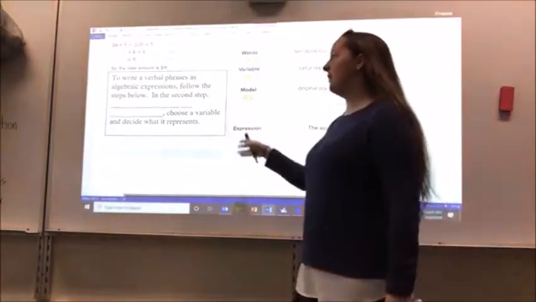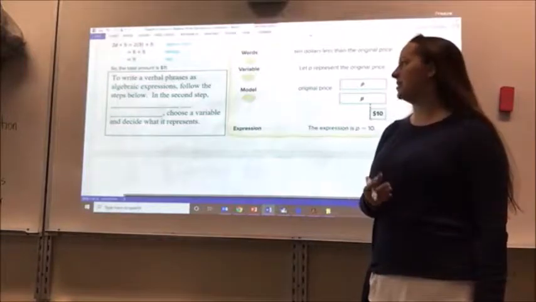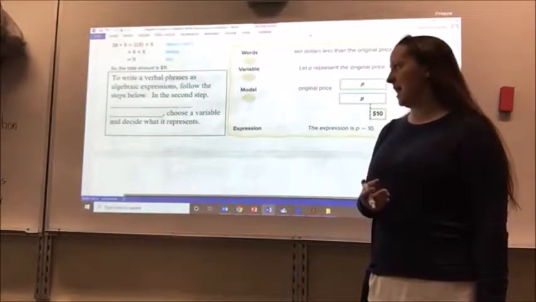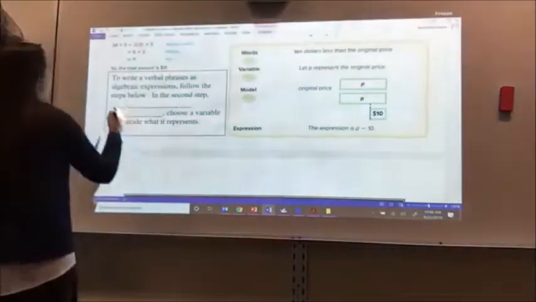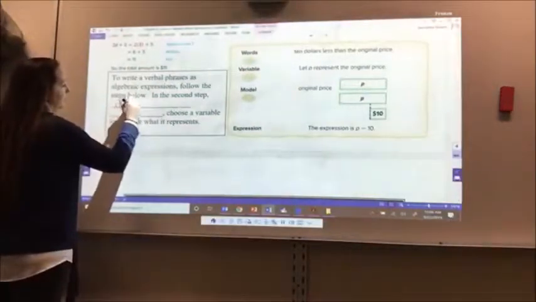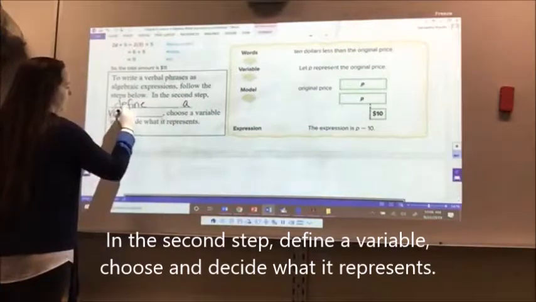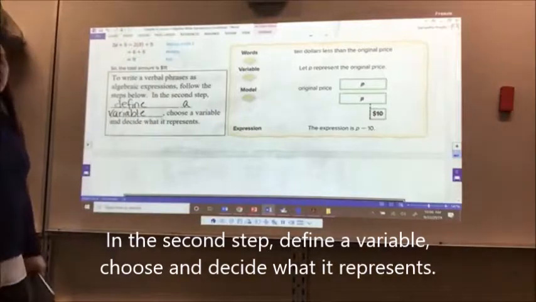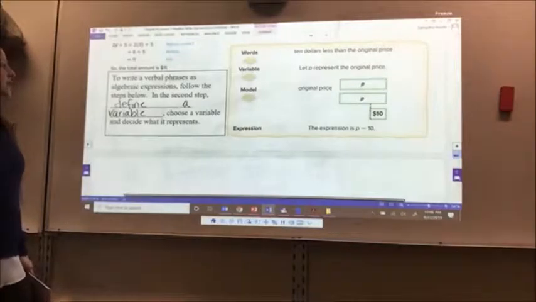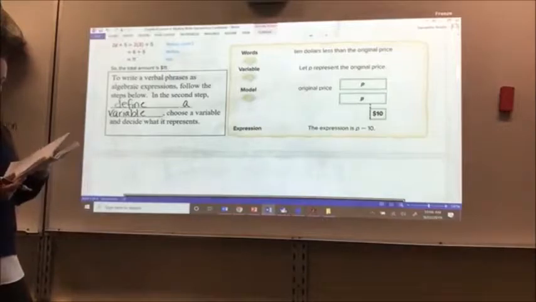In order to write verbal phrases as algebraic expressions, I need to follow the steps below. In the second step, choose a variable and decide what it represents. So in those 3 blanks, we're going to write define a variable. To write a verbal phrase as an algebraic expression, we have to follow the steps. In the second step, we define a variable and decide what it represents.